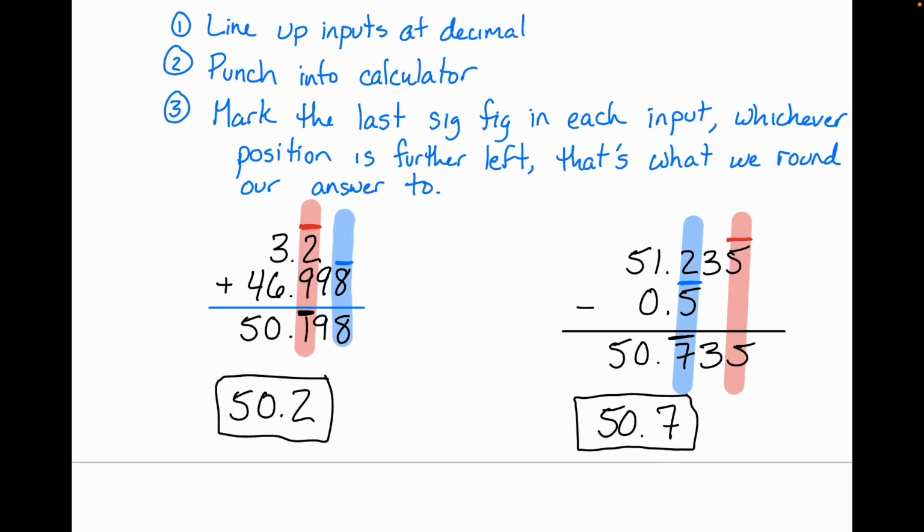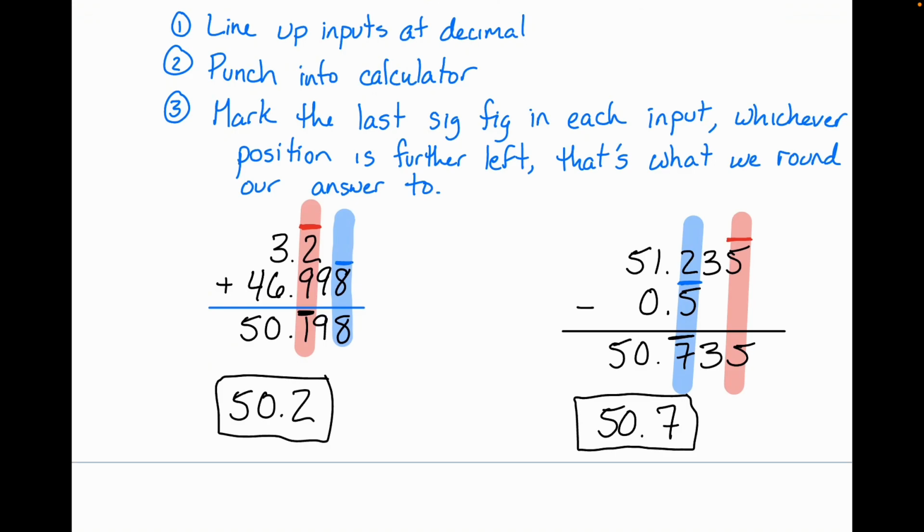Okay? Notice that my answer has more sig figs than my input did, right? 0.5 only has one sig fig. My final answer has these 3 sig figs. That is perfectly legal under our rules for addition and subtraction. That wouldn't have been the case for multiplication and division, but we've got 2 different sets of rules. We've got to keep them in separate bins in our mind for how we approach these problems, okay?